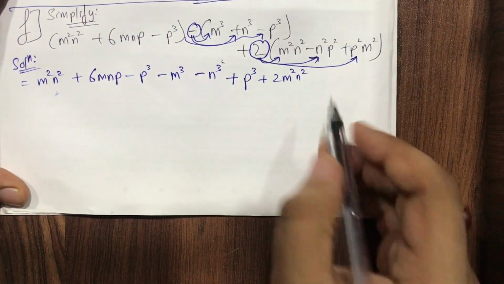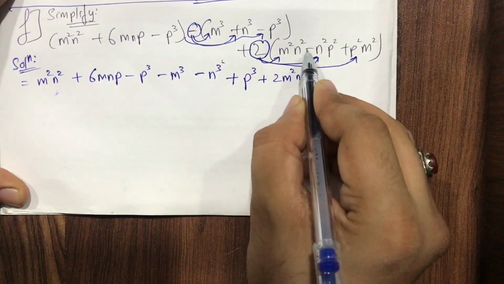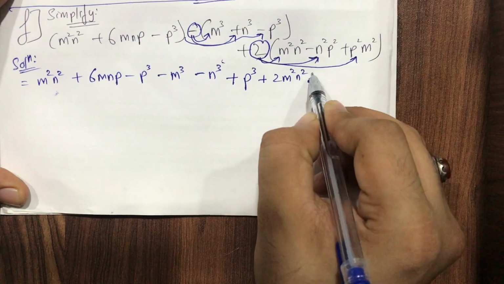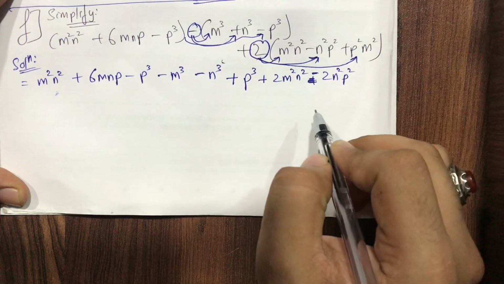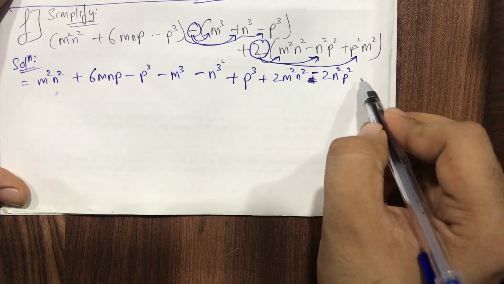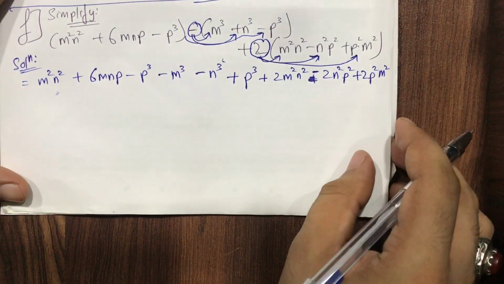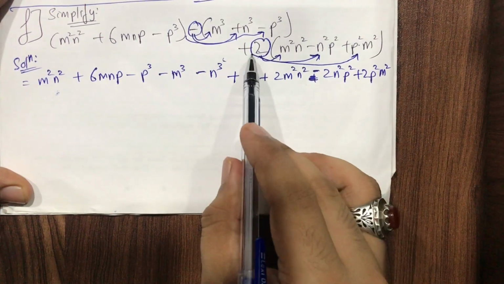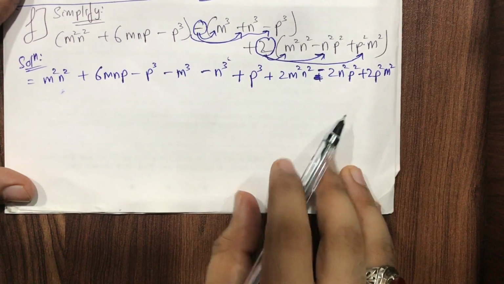Okay, plus this 2 will be multiplied with this. Sorry, so this is minus. So plus 2 multiplied by minus n square p square. It will be minus here, not plus. Minus 2n square p square. Okay, and plus 2 multiplied by plus p square m square. So this will be plus 2 p square m square. Hope you are understanding this. So 2m square n square, then it will be minus 2n square p square, then it will be plus 2p square m square. Great, amazing.